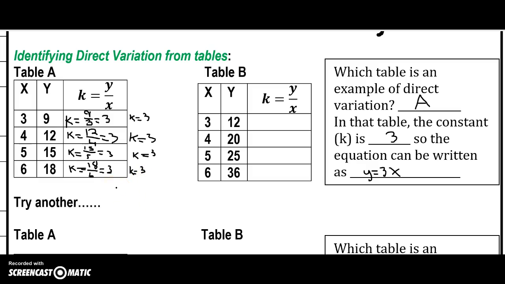Look, we have a constant. It's the same 3 every single time. So I'm going to tell you right now, that's going to be direct variation. That's going to go through the origin. That would not have a y-intercept.